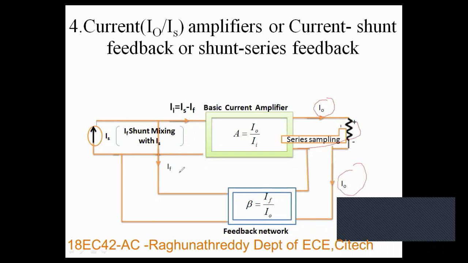The output of the feedback network is If, so it will convert current to current. Because we are using current here also, the type of mixing at the input side is shunt, so the actual current applied to the basic current amplifier is Ii equal to Is minus If. This negative sign indicates that there is a 180-degree phase shift between If and Is. If will oppose the source current.